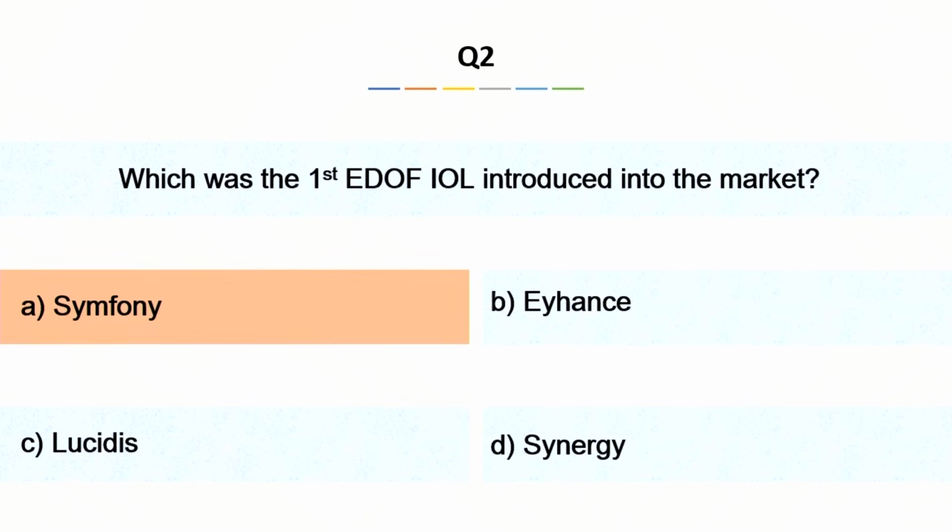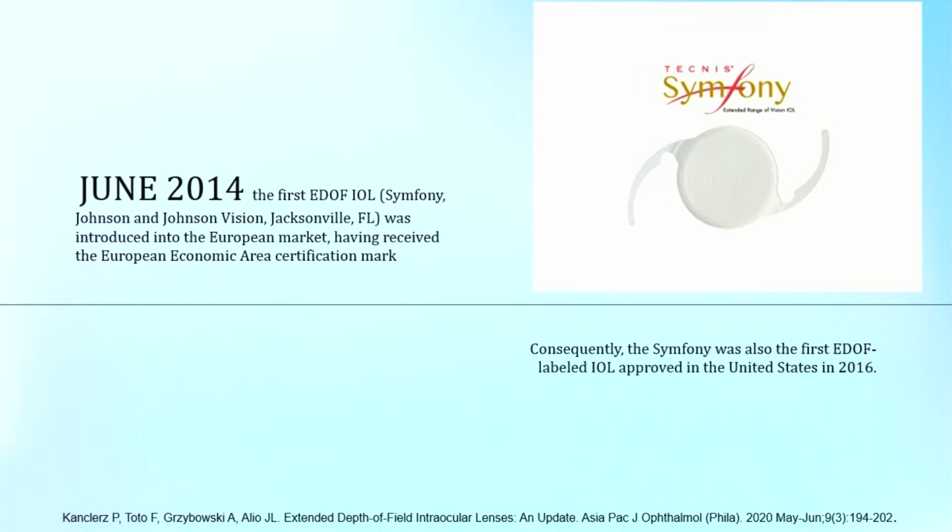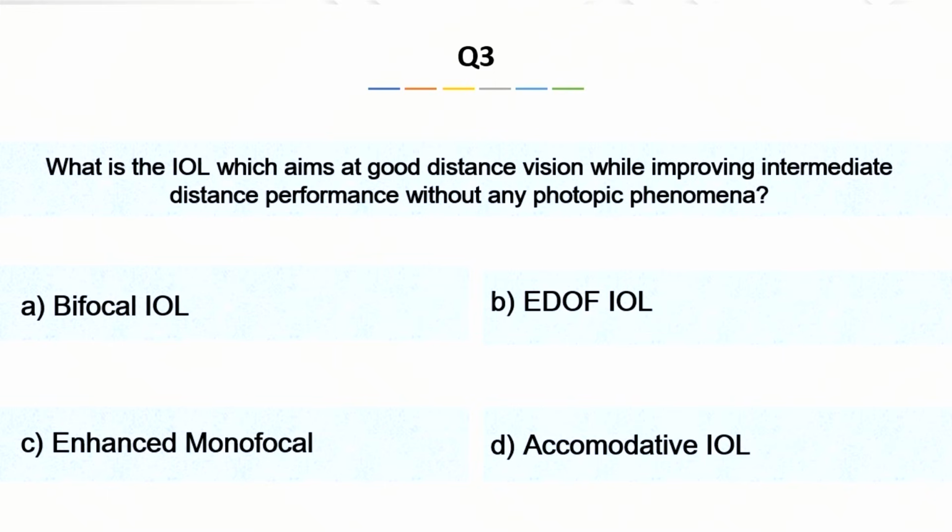I'm giving the answer. It's the Symphony. In June 2014, the first EDOF IOL, the Symphony by J&J, was introduced in the European market, and subsequently it was approved in the United States in 2016. So, moving on to the third question.